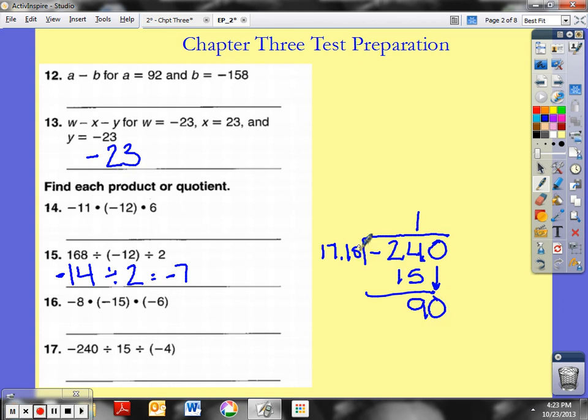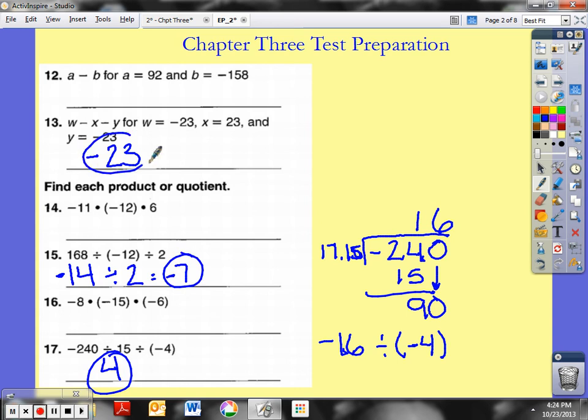Well, I know 15 goes into 30 twice, so that means 15 goes into 90 six times. So that would give me 16. But if you recall, it's a negative divided by a positive, so that'll give me a negative. So now I'm left with negative 16 divided by a negative 4. Negative divided by negative gives me a positive. 16 divided by 4 gives me 4. Hopefully those three are some nice examples for you.